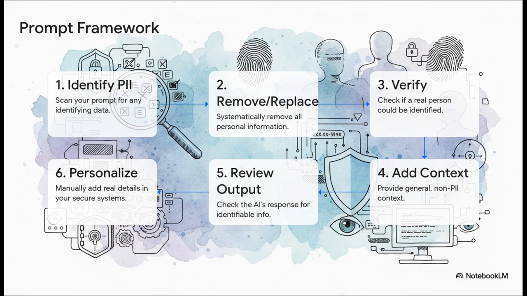1. Spot any PII. 2. Get rid of it or replace it. 3. Double-check. Could anyone possibly identify a real person from this? 4. Add some general, safe context for the AI. 5. Look over what the AI gives you back. And 6. This is the crucial last step. Add the real personal details back in manually, safely inside your own secure systems, never back in the AI tool.